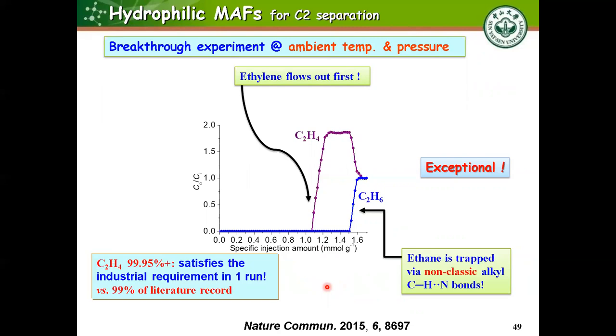By using MAF-49, we can obtain 99.95% pure ethylene at ambient temperature and pressure. And the purity satisfies the industry requirement for ethylene by only one cycle operation. More importantly, this study demonstrated very clearly that non-classic hydrogen bonding interaction can play a critical role in the selective absorption of hydrocarbons with microporous MAFs, especially MAFs.